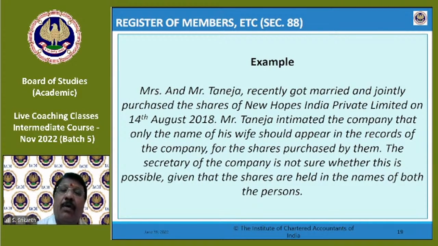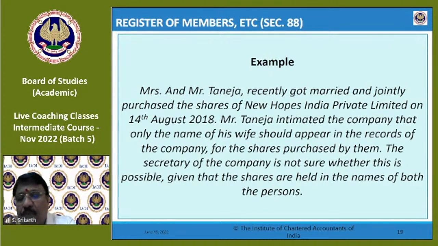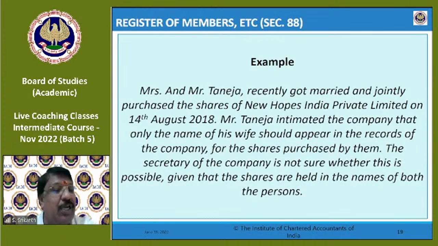Mr. and Mrs. Taneja recently got married and jointly purchased shares of New Hopes India Private Limited. This is a question in the institute material, I'm just discussing it here. Mr. Taneja intimated the company that only the name of his wife should appear in the records. The secretary is not sure whether this is possible. Now the answer is, sorry, no. There can be joint shareholders. The joint shareholders can give instruction how their names should appear, but they cannot say only one person's name should appear.